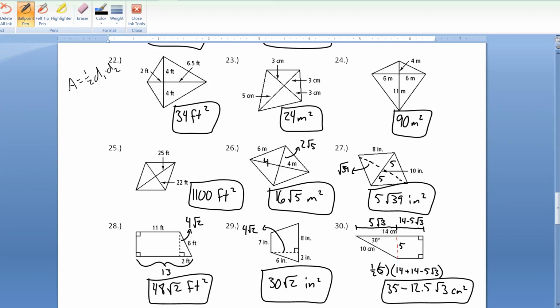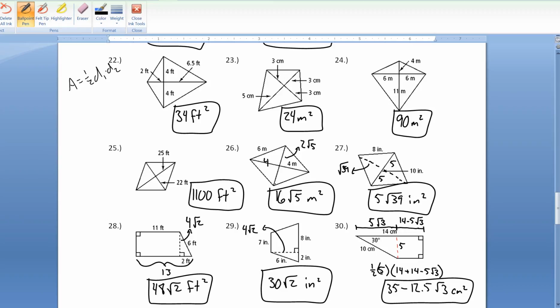This one I have to come up with that missing side. I know that this piece over here is 4, so I have to use my Pythagorean theorem. a squared minus b squared equals c squared. 6 is the c squared, so I get the 36, and then I solve that. I end up with a 2 root 5, which means that entire diagonal is 4 root 5, and so I still do the same thing, 8 times the 4 root 5 divided by 2.